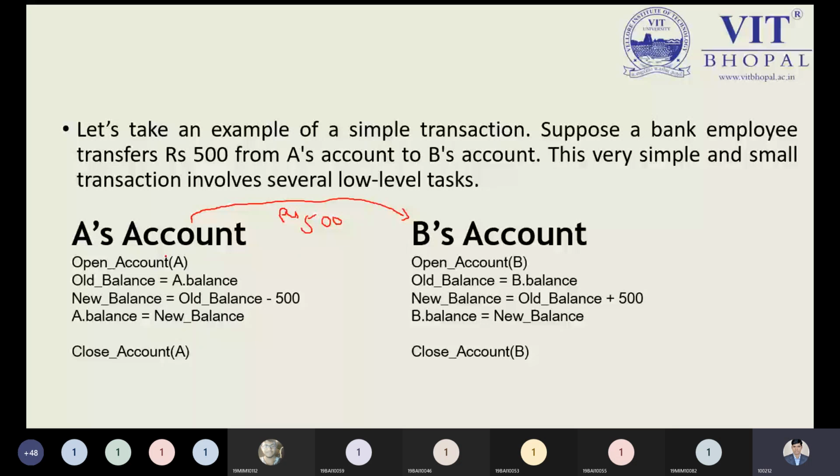First, open account A. Second, read the old balance of A. The third one is we need to update the balance, that is, the old balance minus 500 rupees. Then we get the new balance. Now, in the fourth step, we need to update A's balance with the new balance.